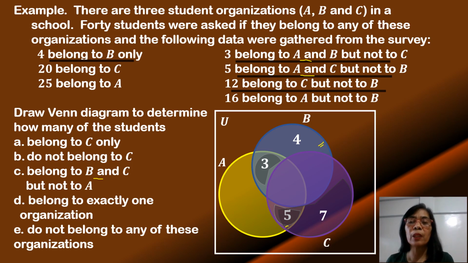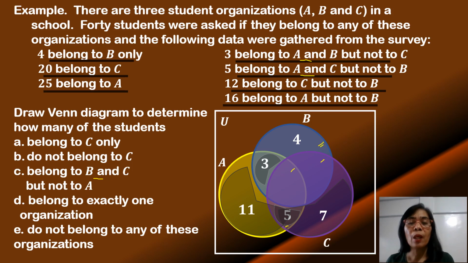16 belong to A but not to B. So the yellow circle is organization A, and those who belong to A but not to B is represented by this region. We already have 5 students in the list. That means the remaining students who belong to A in this region will be 11. Then we have 20 belong to C. We look at the violet circle. There are still these 2 areas in here where the remaining of the 20 might fall. So we go to the next statement.